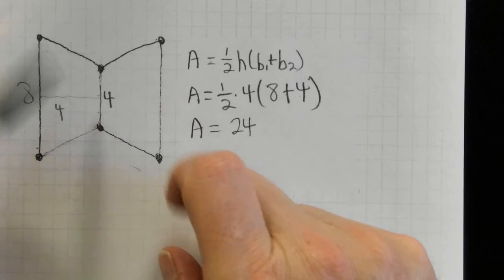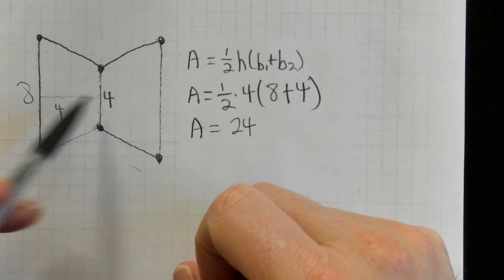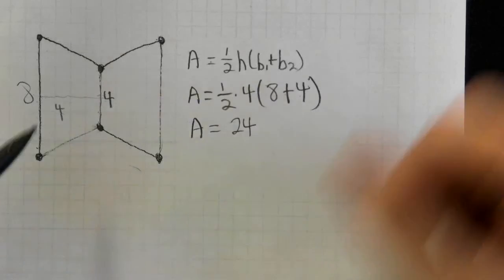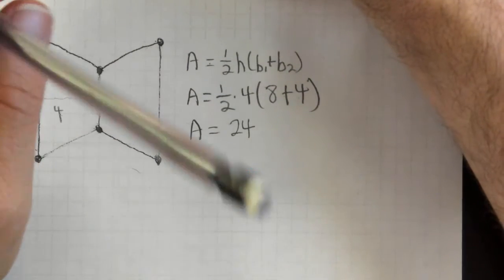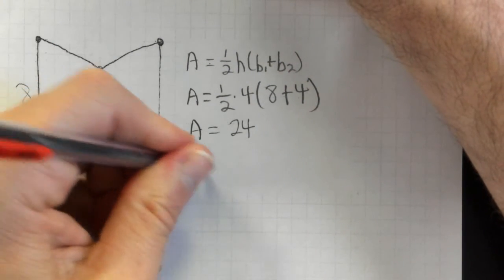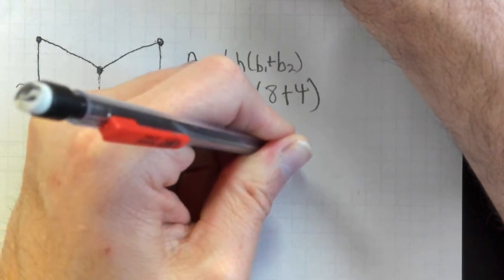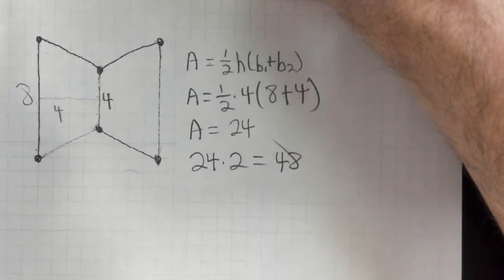Now, I don't have to do this again for the other trapezoid because these two are the same. They've got the same dimensions, right? 4, 8, and 4. Count that, would be 8. Count that would be 4. So, really, they've got the same area. So all I have to do now is 24 times 2. And we got 48. That is the area of the figure. Okay?